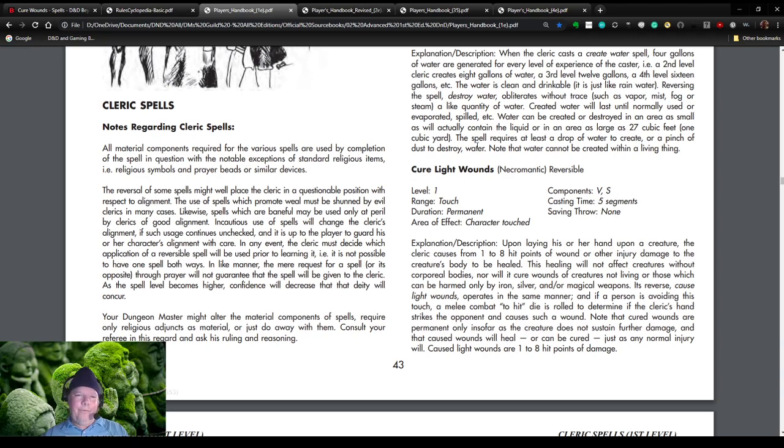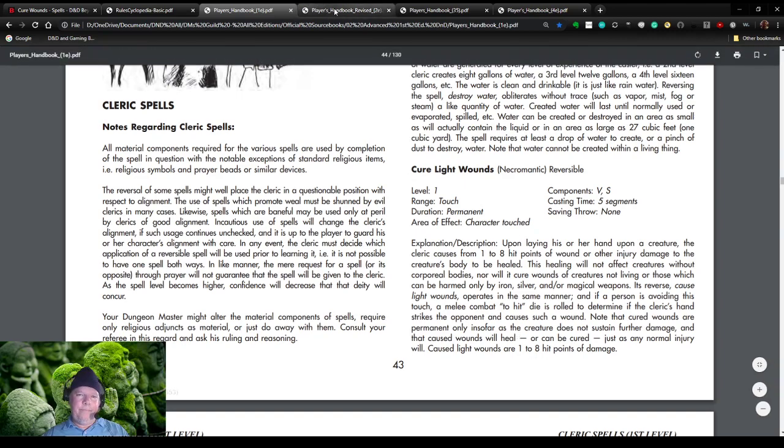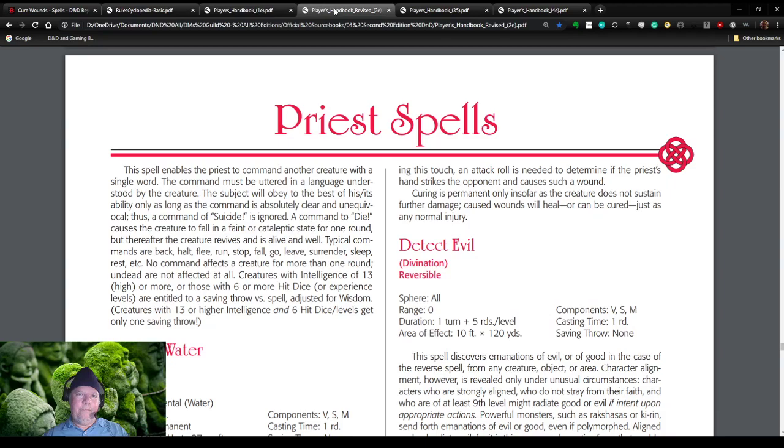And that's one of the things when you look back through these old spells, you'll see that some of them are 2 segments, some of them are 9 segments, some of them are a whole round, some of them are multiple rounds to cast the spell, depending on what it is that you're trying to do. And then again, cause light wounds is the reverse, and that will deal 1d8 damage instead of curing 1d8 damage.